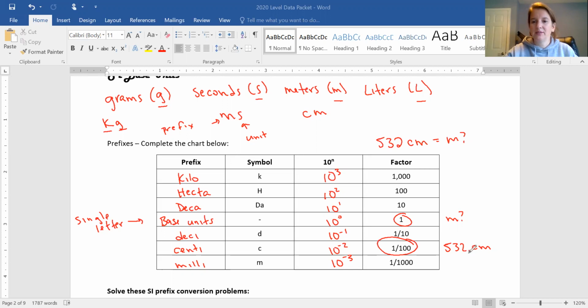So I have to move my decimal point 2 times to the left in order to get up to meters. Is that too confusing? Well, let's see here.